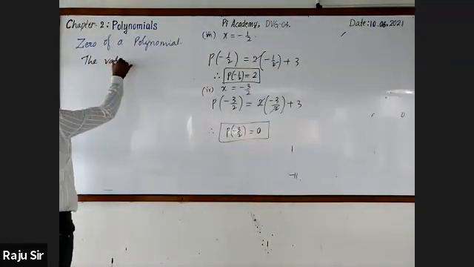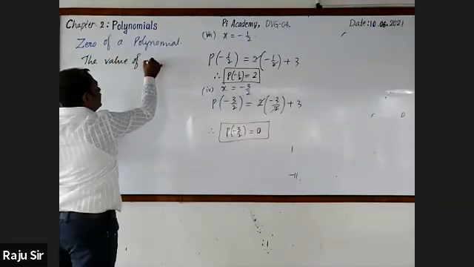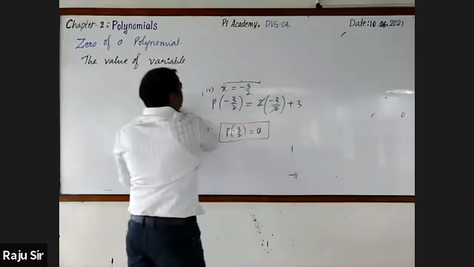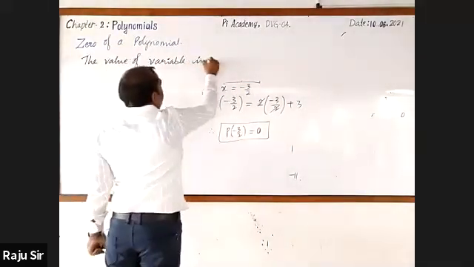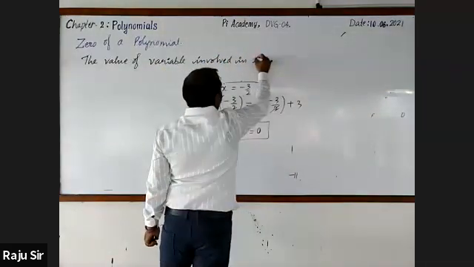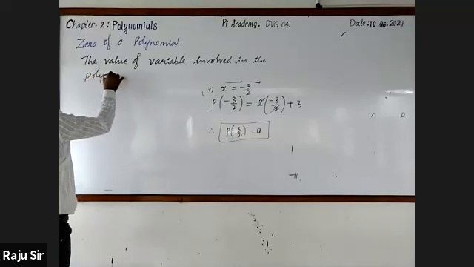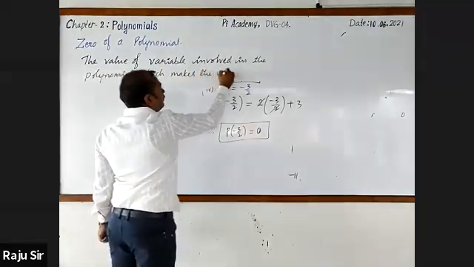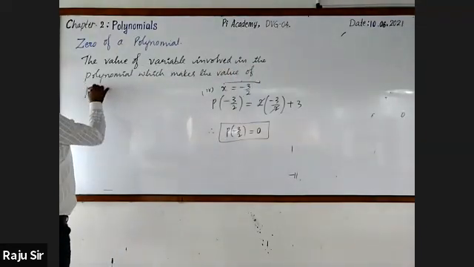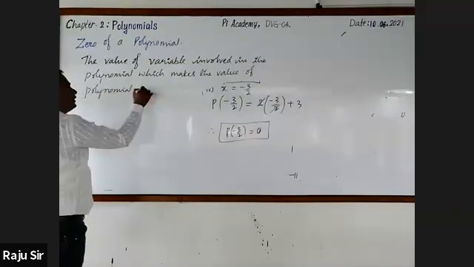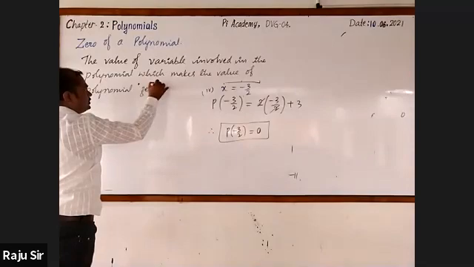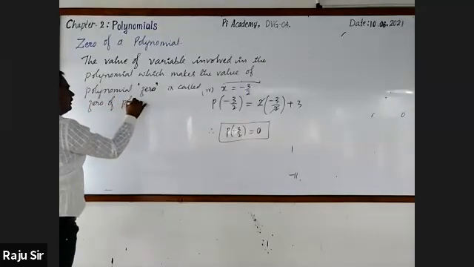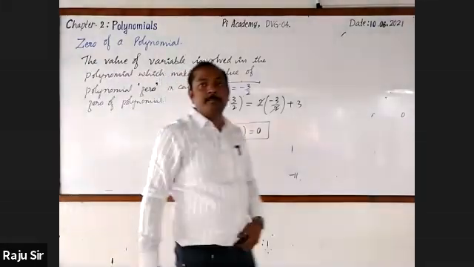The value of the variable involved in the polynomial, which makes the value of the polynomial 0, is called zero of a polynomial.